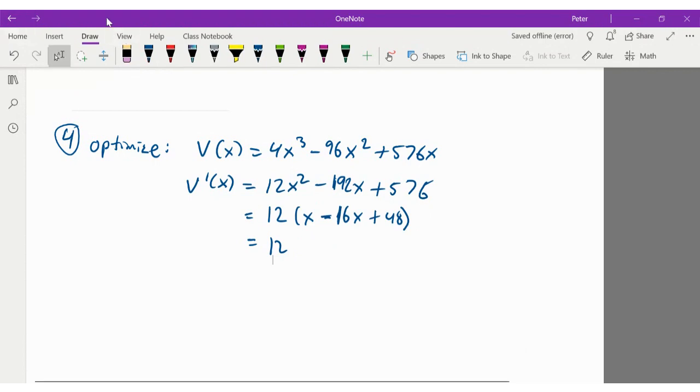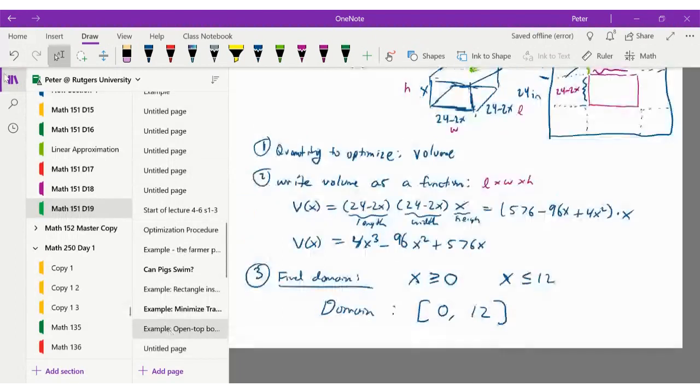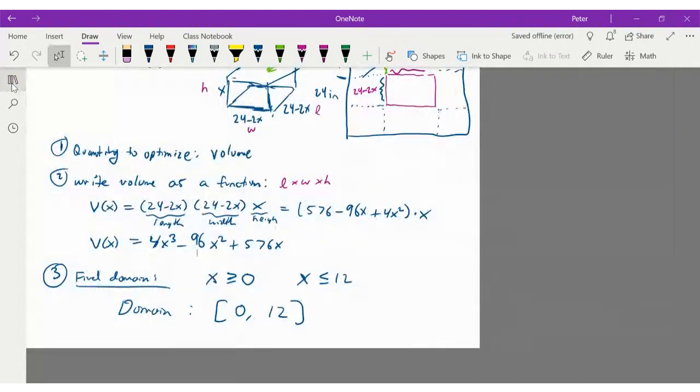Let me go back to the last page so you can see what I fixed. I had written a 48 in this spot because I had only multiplied 2 by 24 once, and I had to multiply it twice because we were squaring the 24 minus 2x. So that's 96. Got it? Okay, I'm going to go ahead now.